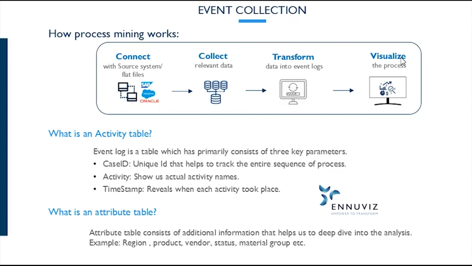What is case attribute table? Attribute table consists of additional information that helps us to dive deep into the analysis. Example: region, product, vendor, status, material group, etc.